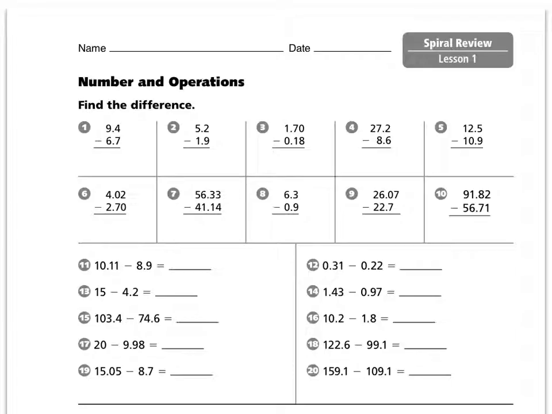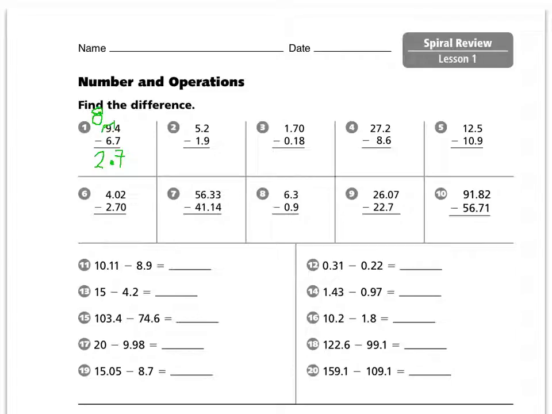4 minus 7 you can't do, so you cross out the 9, you make it an 8. Then you have 14 minus 7, which is 7. Bring down the decimal. 8 minus 6 is going to be 2, so 2 and 7 tenths.